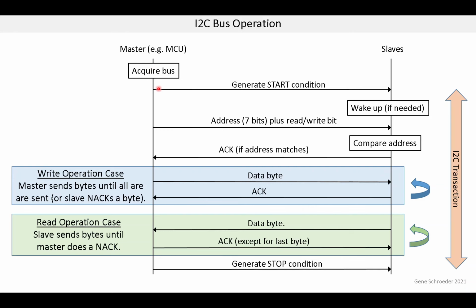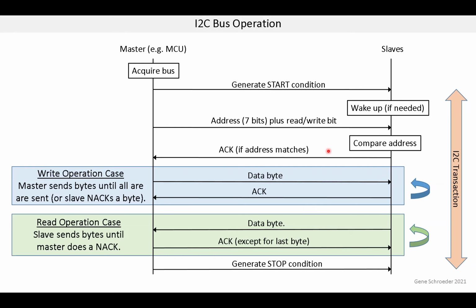Next, the master generates the start condition on the bus. This tells all slaves to wake up and start listening. This is the start of the I2C transaction. Next, the master sends the slave I2C address followed by a read-write bit that tells the slave whether the master wants to read data or write data. So all the slaves compare this address that the master sent with their own address. If there's an address match, then the slave sends an ACK, and all the other slaves stay silent.